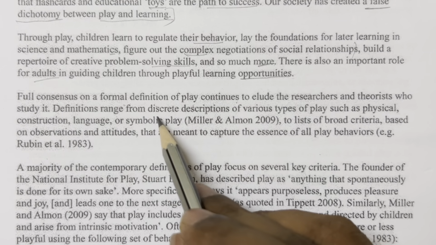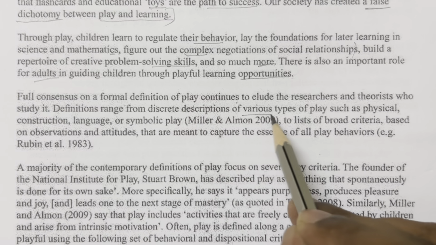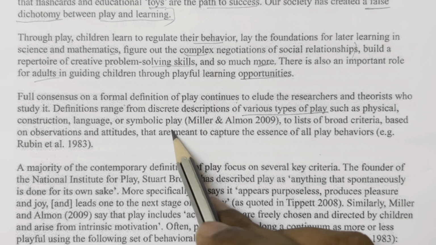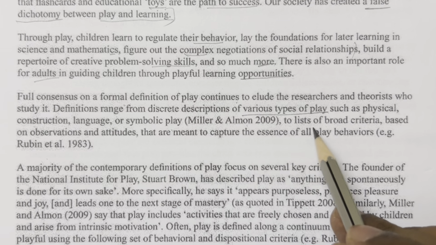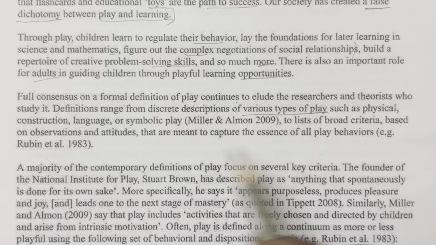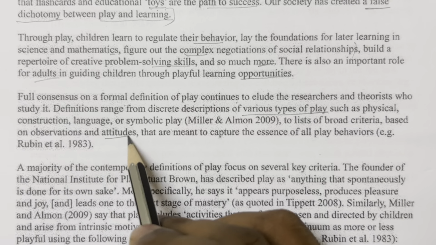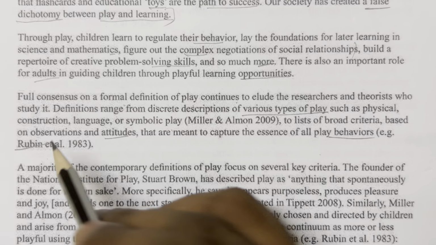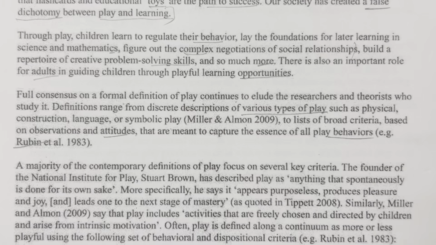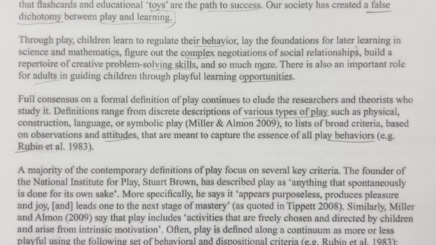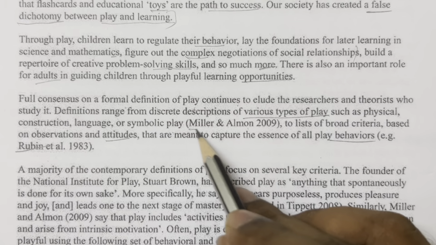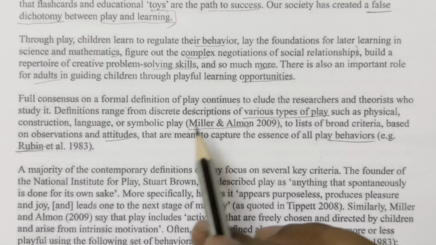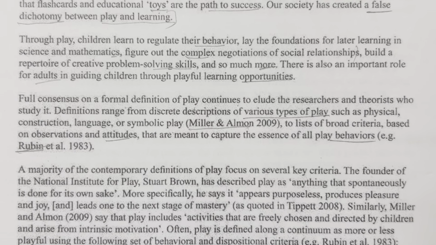A full consensus on a formal definition of play continues to elude the researchers and theorists who study it. Definitions range from discrete descriptions of various types of play, such as physical, construction, language, or symbolic play, Miller and Allman, to lists of broad criteria based on observations and attitudes that are meant to capture the essence of all play behaviors, Rubin. So here we came across some researchers, right? Miller and Allman and Rubin. Okay, so let's try to match whether these two researchers are matching any of the given questions.